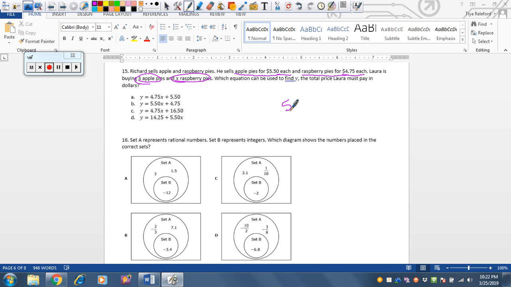So it's $5.50 times apple, and she has how many apples? 3. And it's $4.75 times raspberry, and how many raspberries does she have? X. So you need to find where $4.75 is being multiplied by X and $5.50 has been multiplied by 3.